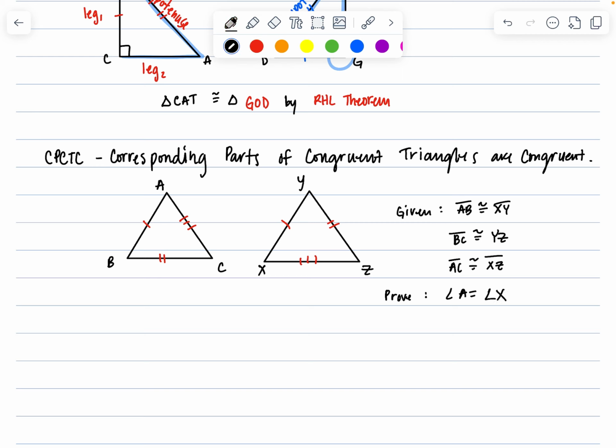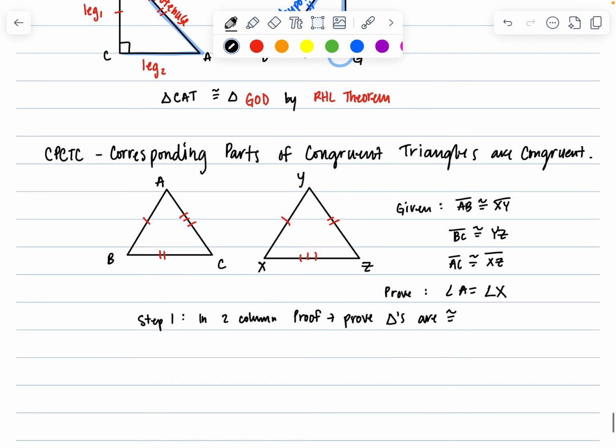Prove this statement. Well, we need to prove that these triangles are congruent first. So here we would write a two-column proof. So step 1 in a two-column proof. Prove that the triangles are congruent. And then step 2, use CPCTC to prove the proof statement.